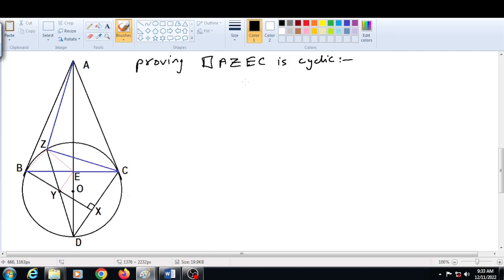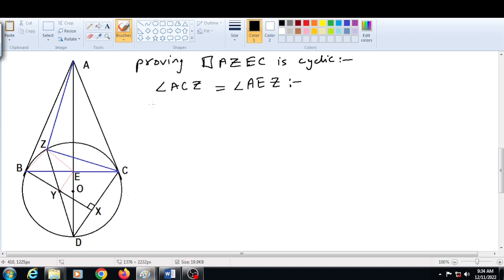What we are going to do is we will show angle ACZ is equal to angle AEZ. Angle ACZ is equal to angle AEZ. So this is what I will establish. Let us see the proof of this as well.